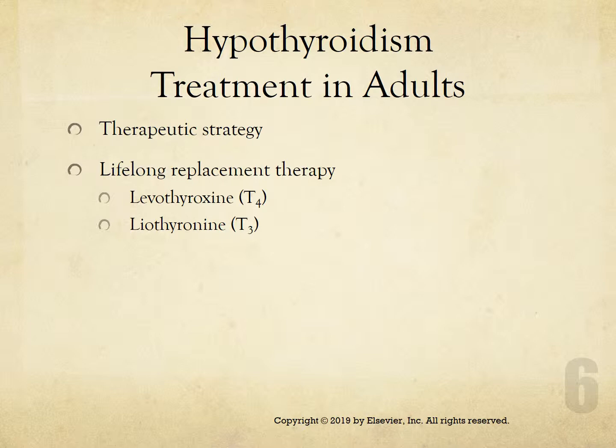So how do we treat hypothyroidism in the adult? There is a therapeutic strategy that's used, and it's lifelong replacement through levothyroxine, which is T4, or with liothyronine, which is T3. And if you remember, the T4 has to be converted to T3 to be active in the body. So when you give the levothyroxine, it converts within the body to T3.